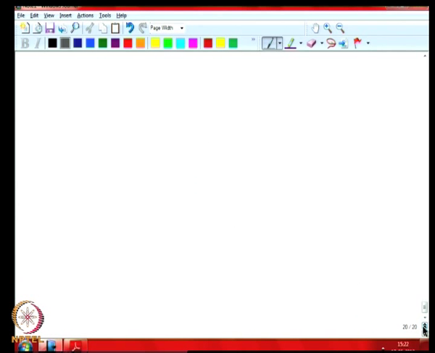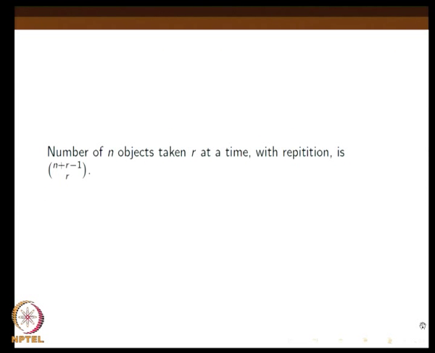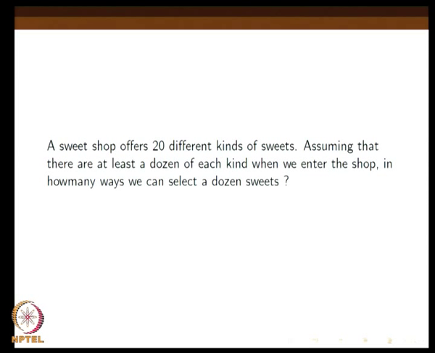And then the next one is another example. Let us say a sweet shop offers 20 different kinds of sweets. Assuming that there are at least a dozen of each kind when we enter the shop, in how many ways can we select a dozen sweets?